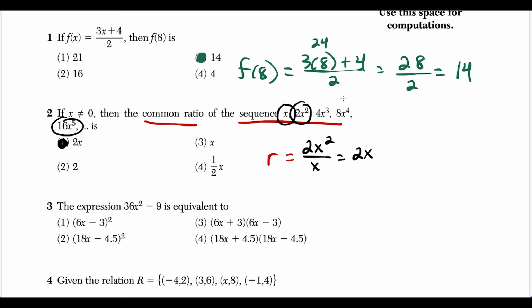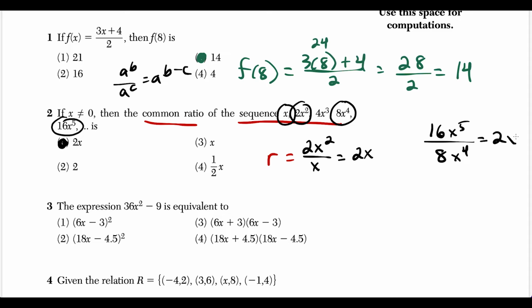So if I divided 16x to the 5th by the one right before it, 16x to the 5th over 8x to the 4th, well, 16 divided by 8 is going to give us 2. And when I divide exponents that have the same base, this is going to be a to the b minus c. So I'd have x to the 5 minus 4, which is x to the first, and I still get the same answer.